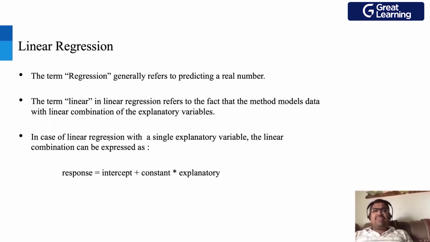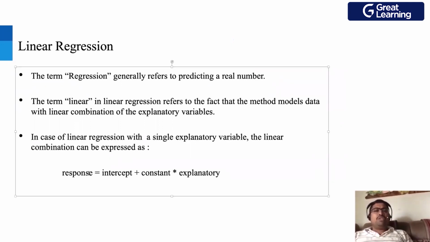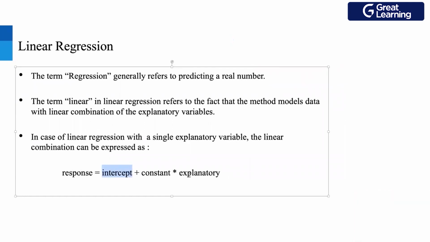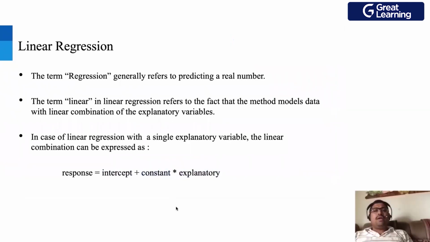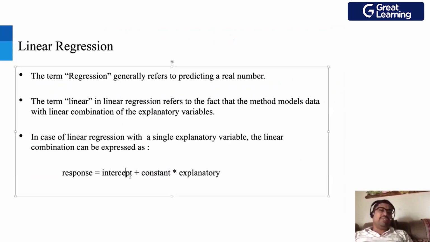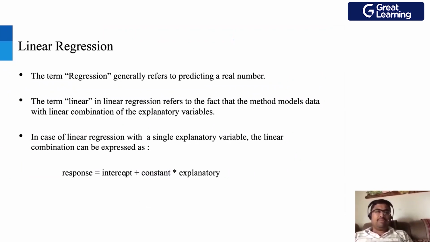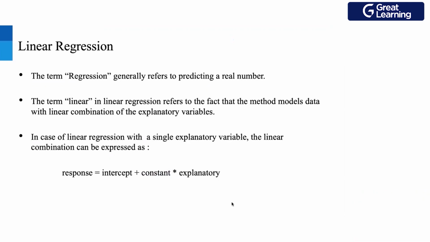Yes. So in the case of linear regression with one single explanatory variable, the linear combination can be expressed as your response, or dependent variable, equals intercept plus constant into explanatory. Your explanatory is nothing but your independent variable. The constant is your weight or the slope. So y equals c plus mx. That's the equation that we generally go forward with. And you all understand the concept of intercept. I hope I don't need to explain it now, because you would have seen the preparatory mathematics videos where Mukesh has explained where the intercept cuts the y-axis. That's what we call the intercept, right? Good. So I'm not touching on that.